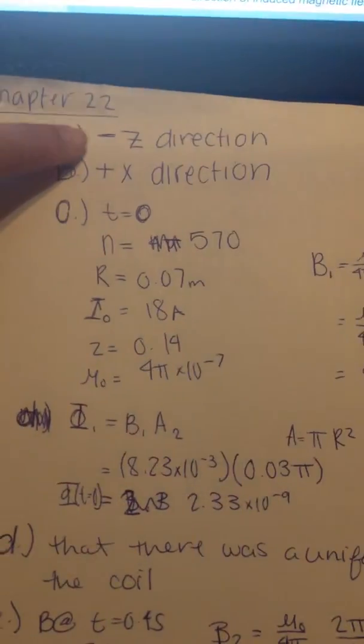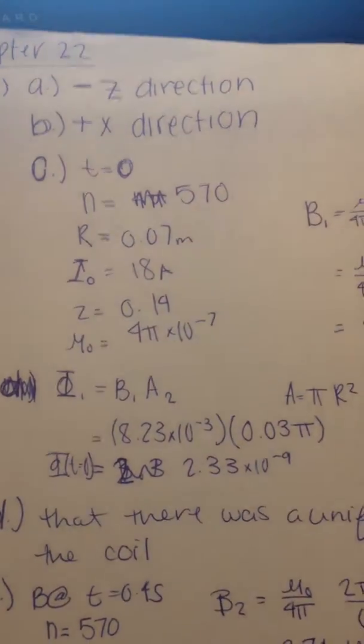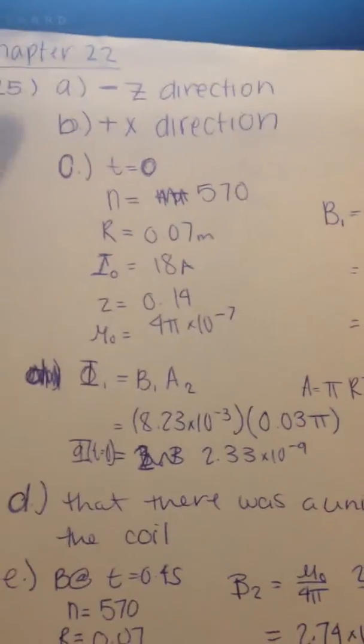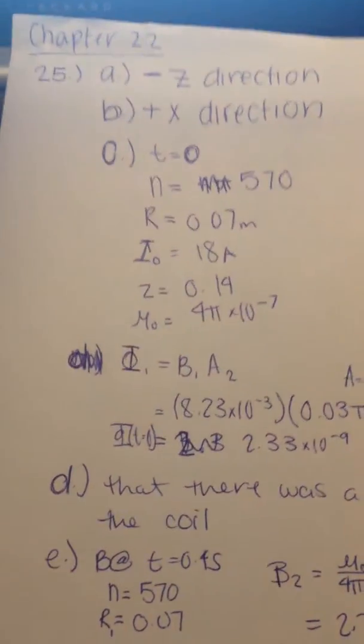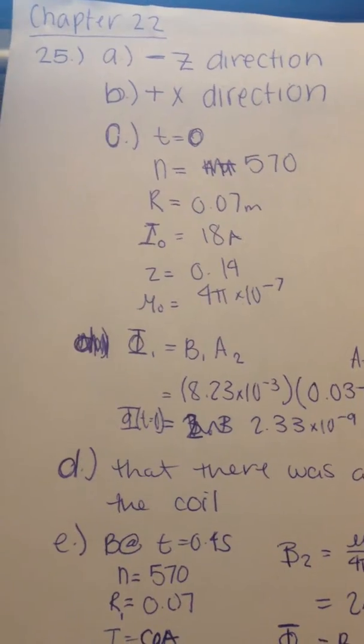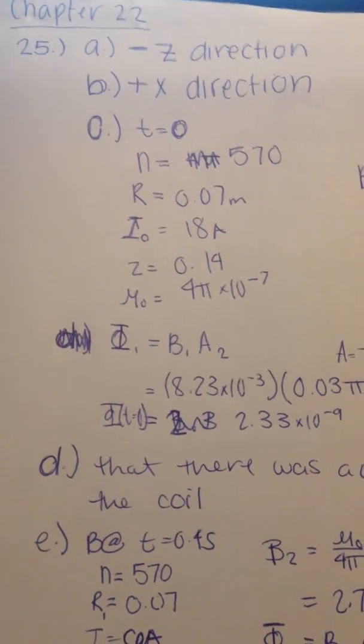And I just kind of wrote that answer up here just so we don't forget that and can think about it as we go along. So for part B, we were asked what is the direction of the electric field inside the wire of the coil.